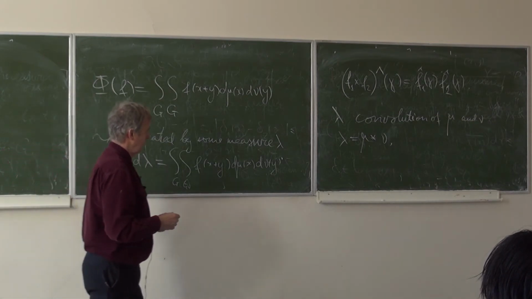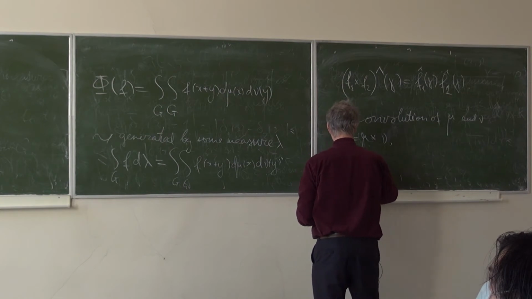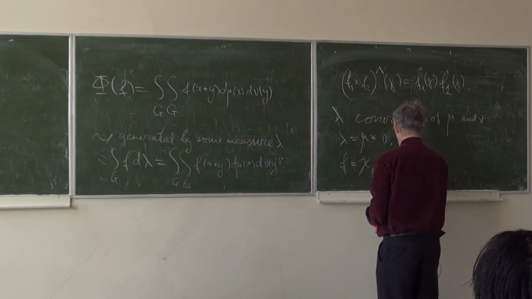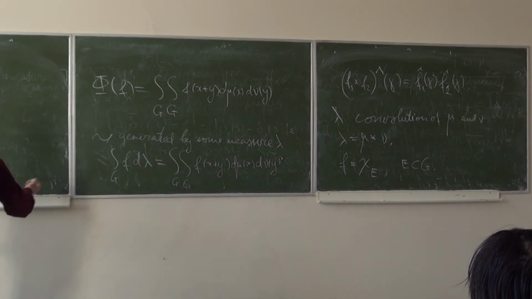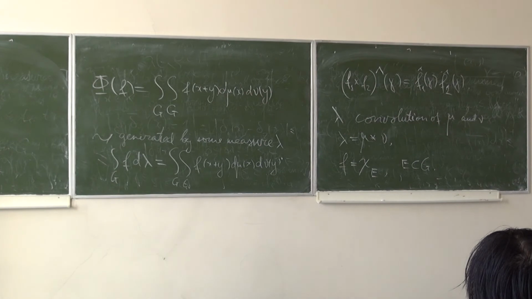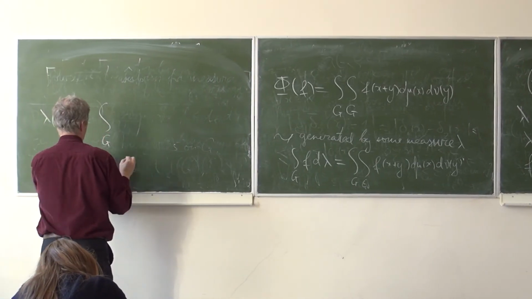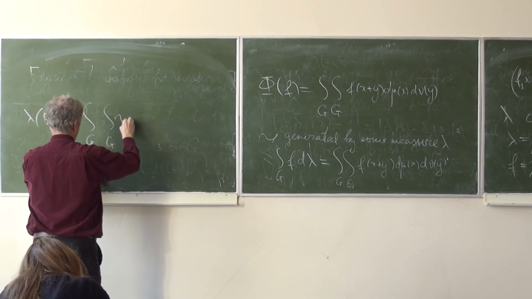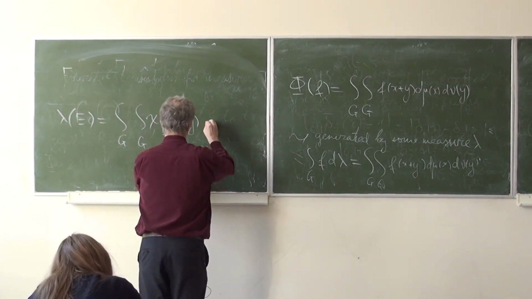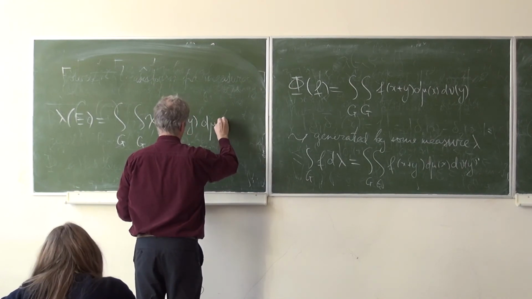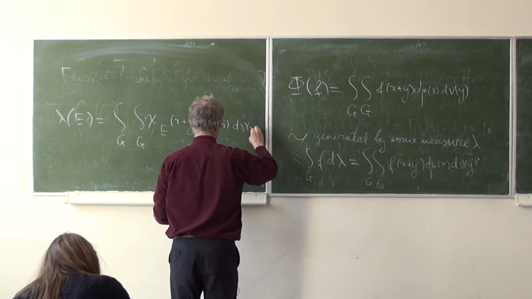For example, you may place here the characteristic function of a set E, a Borel set in G. So from this we obtain that lambda of E is equal to the integral over G, the integral over G, of the characteristic function of E at x plus y, d mu of x, d mu of y. Okay?